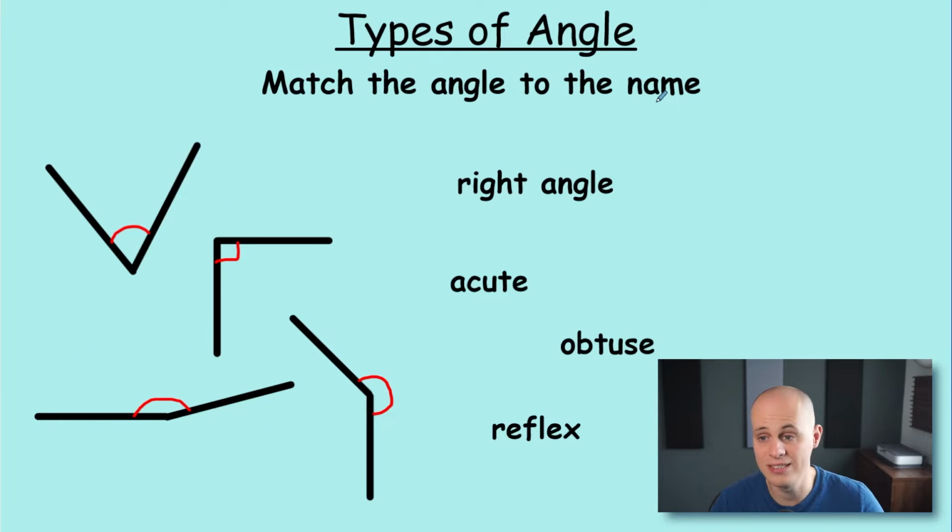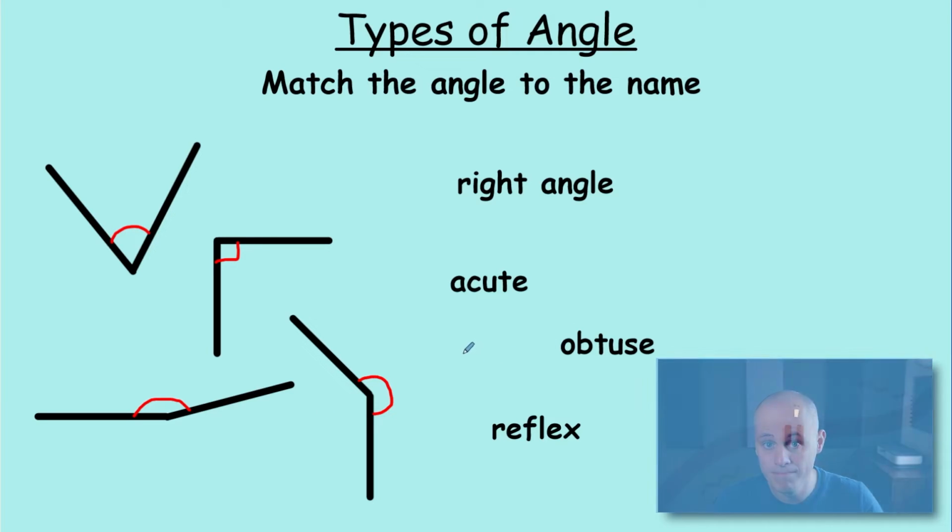All right, guys, let's get started then with angles. So first of all, I just want you to pause the video for 1 second, just make sure you know your angle names. All right, so we've got 4 angles on there, 4 names: right angle, acute, obtuse, and reflex. Can you match them up?